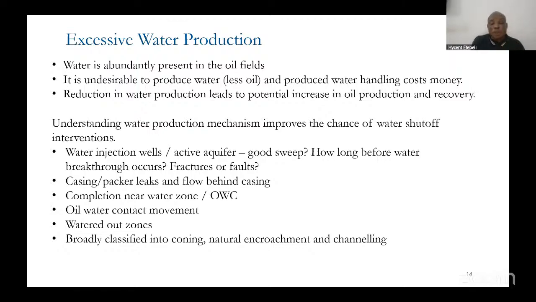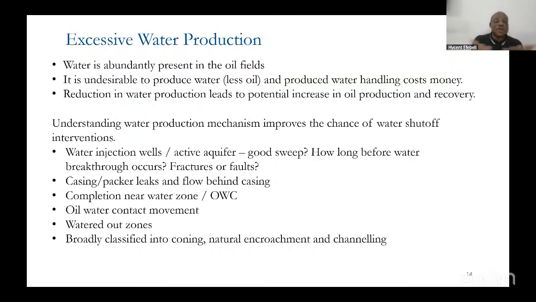Then if you complete your well too close to the oil water contact, that is the water zone, right? You are going to pull in water quickly. So water comes into your well bore through that means too. Then oil water contact movement, as you are producing out the oil.